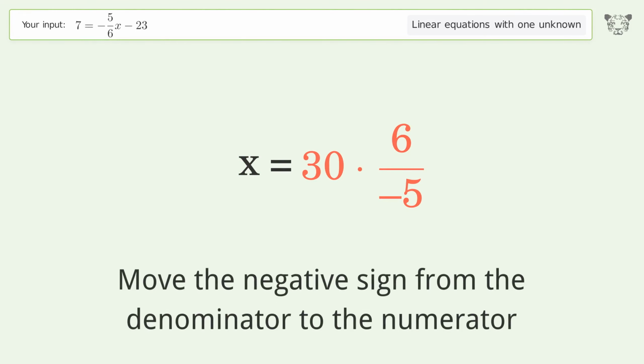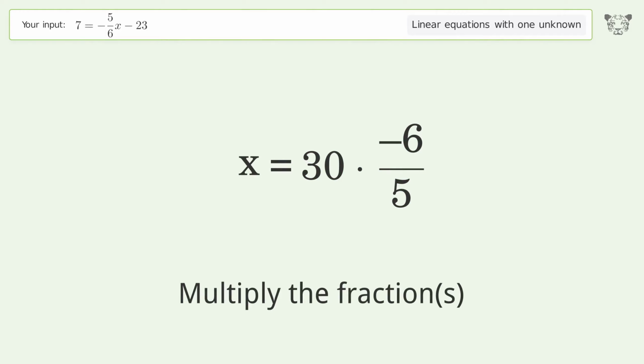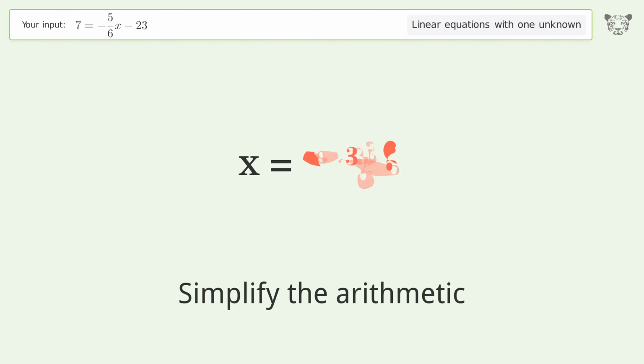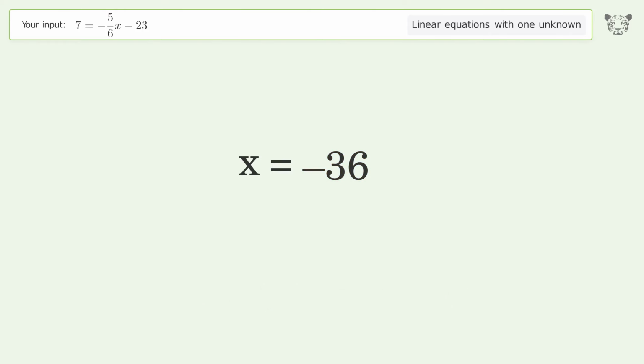Move the negative sign from the denominator to the numerator. Multiply the fractions. Simplify the arithmetic. And so the final result is x equals -36.